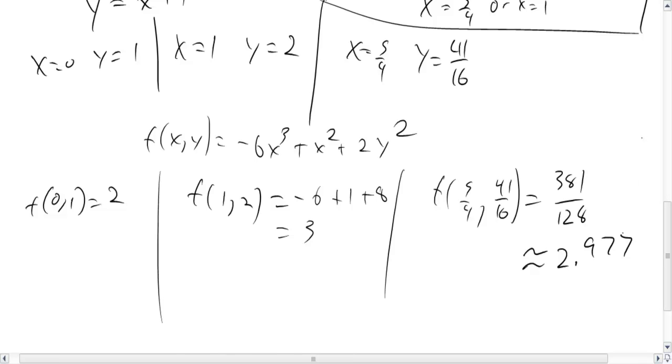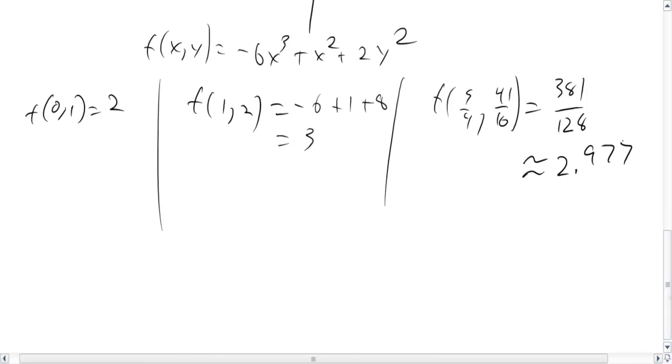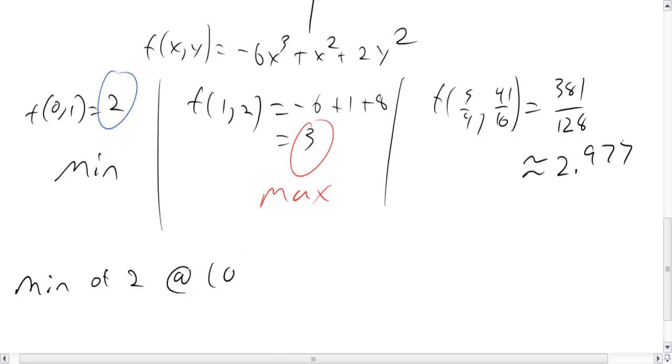And why do we care? Because the problem really just asks for us to find the min and the max. And right now, we can see them. We don't need a D-test. The biggest output value I'm going to get is a 3, so that is the max. And the smallest output I'm going to get is the 2, so there is my min, and everything else in between doesn't matter. So I can now safely say, I have a min of 2 at (0, 1), and a max of 3 at (1, 2). Okay, I hope that helped out.